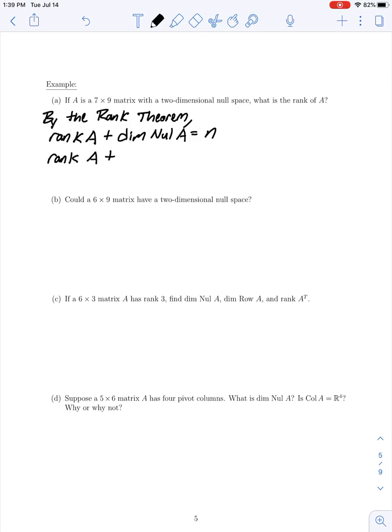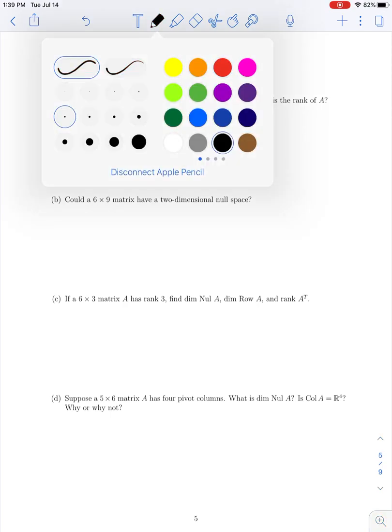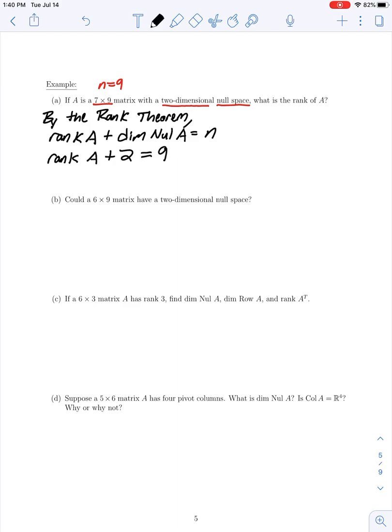We're adding the dimension of the null space, which in our problem statement we're told was 2. We had a 2-dimensional null space. And that has to equal n, the number of columns of our matrix. Now this was a 7×9 matrix, so the number of columns n is that second dimension, so 9 here. So solving, we find that rank of our matrix is equal to 7. So the dimension of our column space is 7.